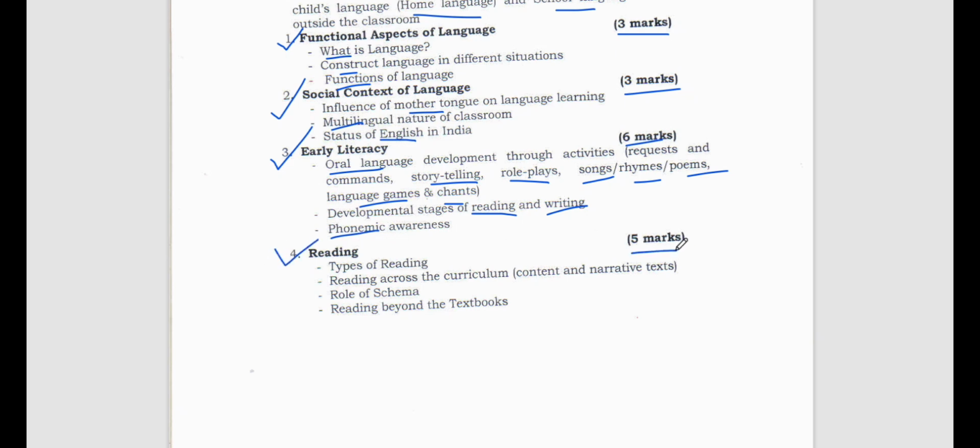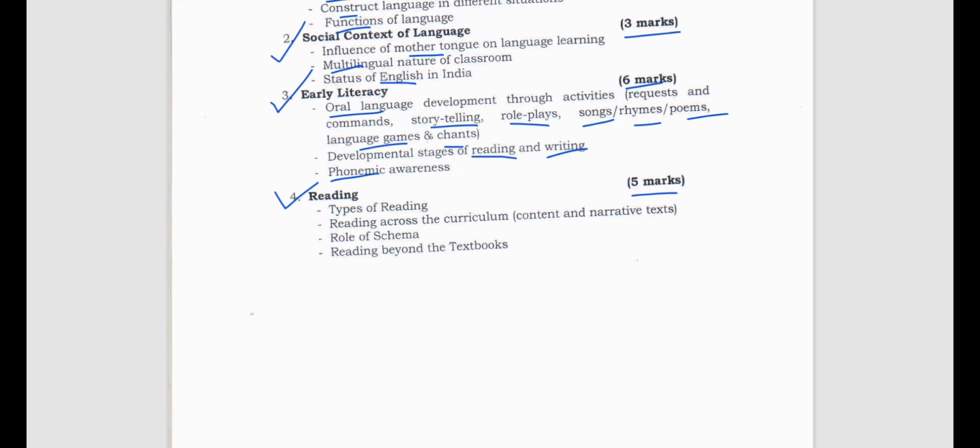All right, now we have number 4, reading, and this reading is for 5 marks. So you need to know the different types of reading, like silent reading, loud reading, right? Then reading across the curriculum content and narrative texts, and how we are going to read across the curriculum, across the content, across the narrations, across the different texts.